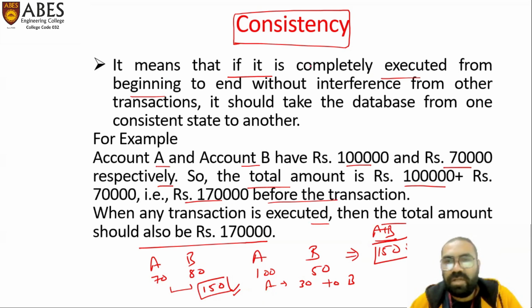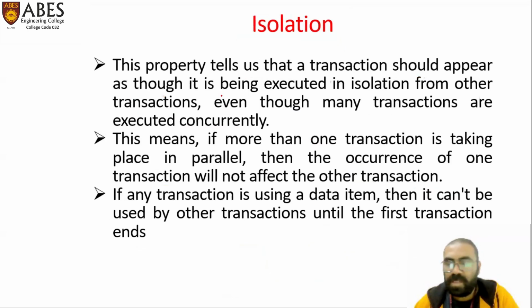What it means is that if a transaction is considered completely from the beginning to the end without interference from other transactions, it should take the database from one consistent state to another consistent state. Whatever the sum value or state was earlier, it should be the same after the transaction. So isolation is one of the most important properties that helps us achieve concurrent execution of the multiple transactions that are happening.